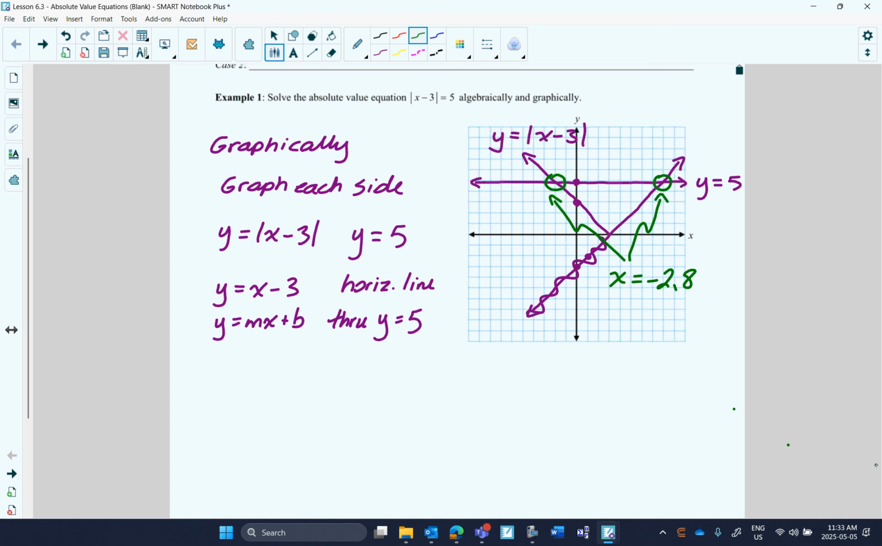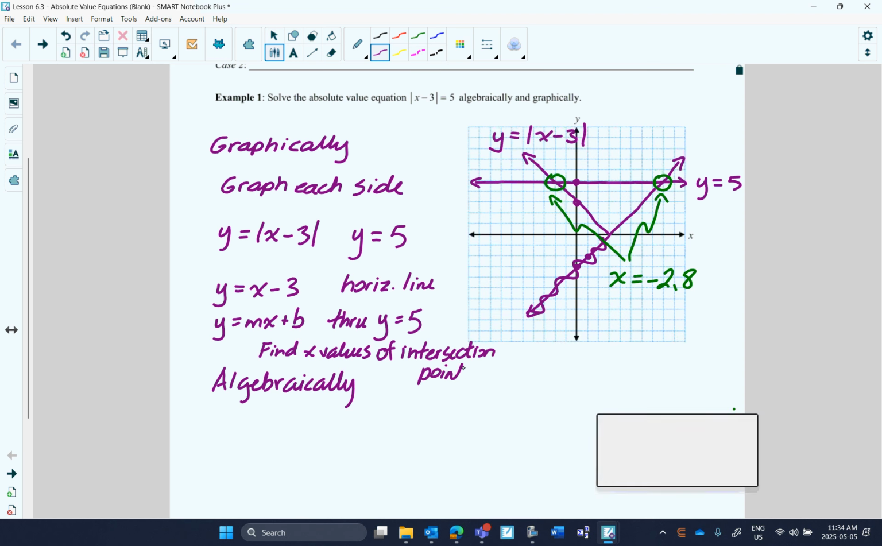That works with any equation. But obviously, it's not very efficient. We want to be able to use algebra. So to solve it algebraically, I'm going to add this here. Find x values of intersection points. That's how you graph all the time.